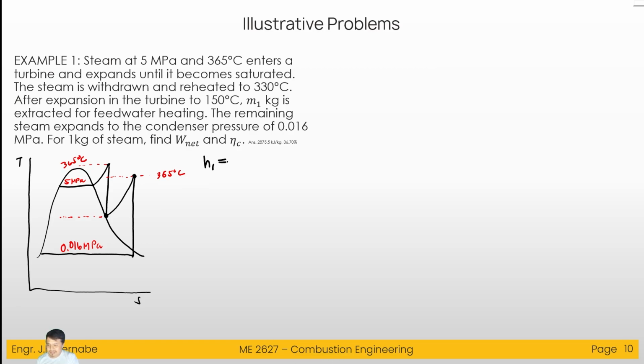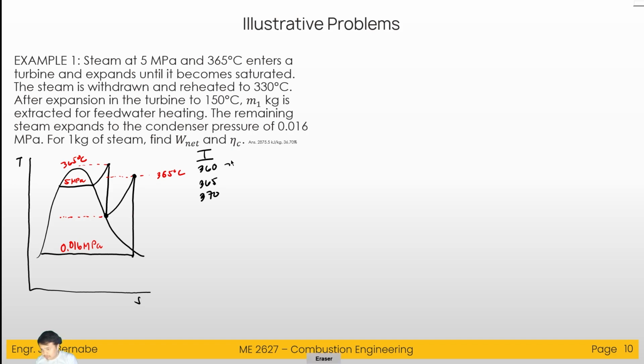For each point we can find the properties using the steam table. So 5 MPa and 365, but we don't have 365, so we have to do interpolation. Let's write this down. We have 5 MPa and the temperatures here are 360, 365 and 370. You don't have the data for 365, so we have to interpolate in between.